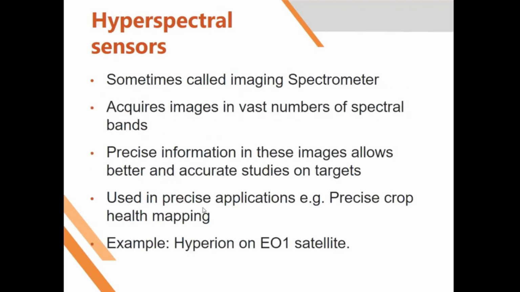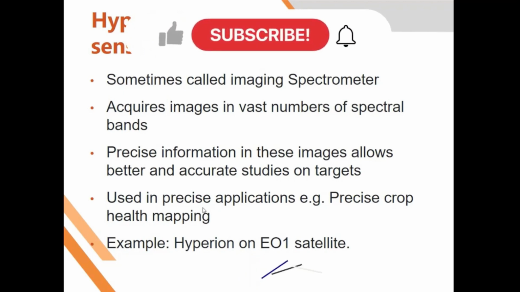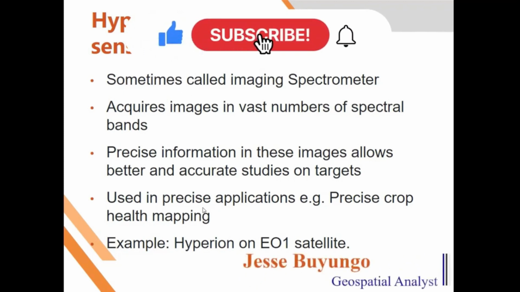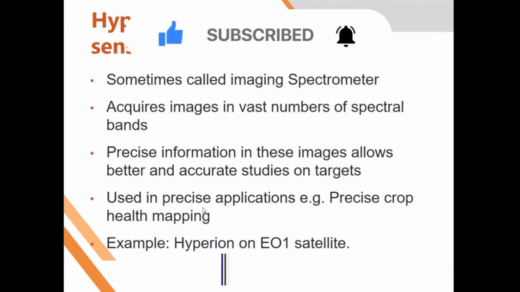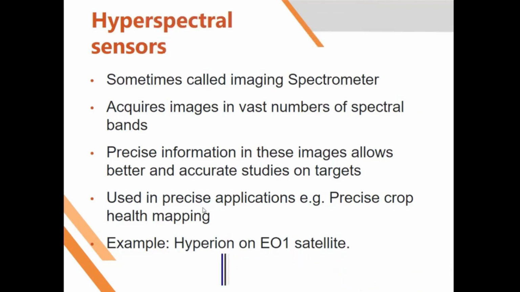And then we can also have hyperspectral sensors. Hyperspectral sensors acquire a lot of images in different bands. Look at a satellite that has a multitude of bands. They can even stretch up to 100. These are used in precise applications, e.g. crop health mapping, precise land cover mapping, etc.